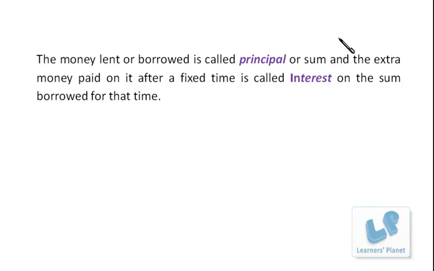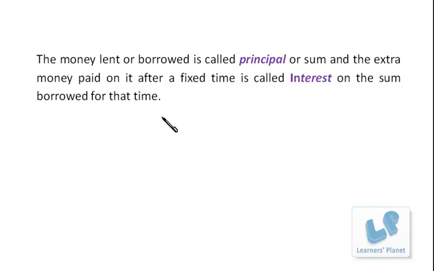So the extra money paid after a fixed time is called interest on the sum borrowed for that time. The duration may change. It may be for 1 year, maybe for 2 years, and so on. It may be for 6 months only. So it's between the person who is lending the money and the person who is borrowing the money. These are the basic terminologies like principal and interest.